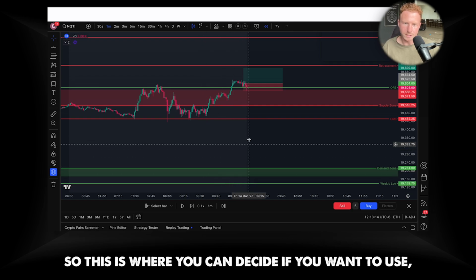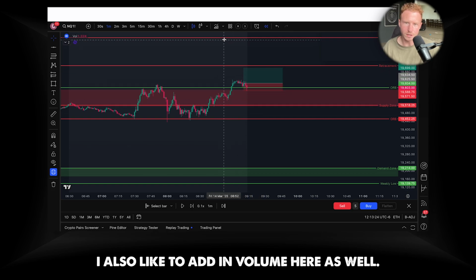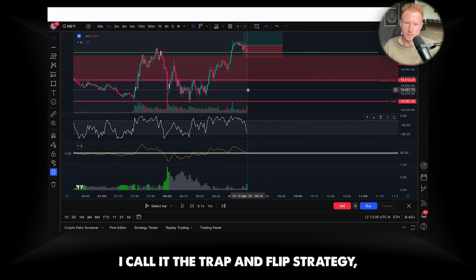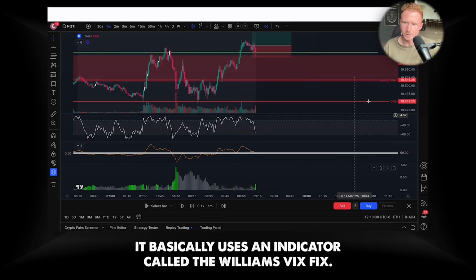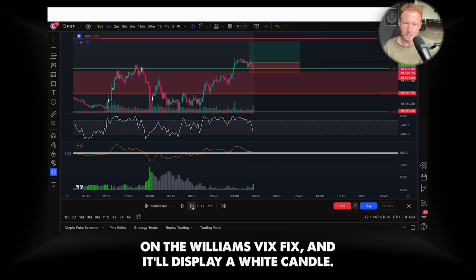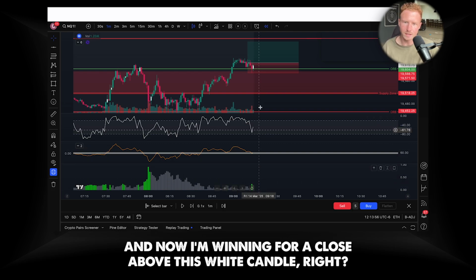So this is where you can decide if you want to use more indicators or just raw price action. I also like to add in volume here as well. What I actually use, if I go to my chart layout where I'm looking for a trade, I call it the trap and flip strategy. It basically uses an indicator called the Williams Fix. Essentially, I'm waiting for green bars to show up on the Williams Fix, and then it'll display a white candle. You can see a white candle here once volatility drops, meaning sellers are getting exhausted, and now I'm waiting for a close above this white candle.